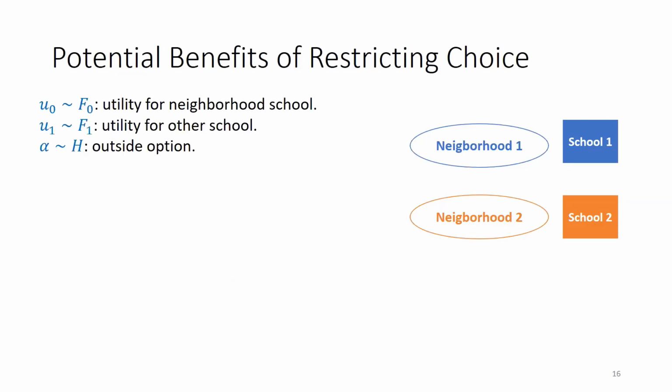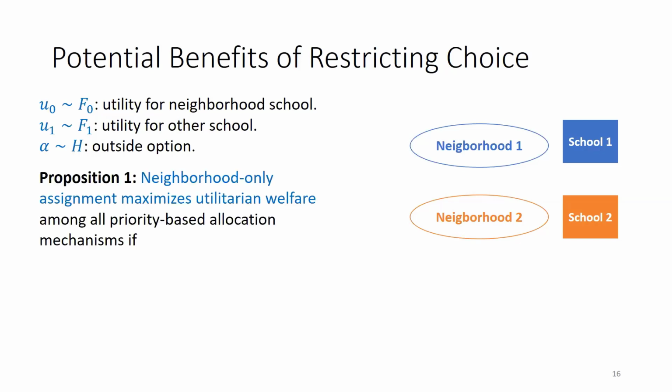Here are some assumptions on the utilities of students. So U of 0 is the utility of a student for their neighborhood school. U of 1 is for the other school. And alpha is for their outside option, which may be other schools in the district with excess capacity, as well as possible private options. The result says that neighborhood-only assignment maximizes utilitarian welfare among all priority-based allocation mechanisms if the following condition holds.